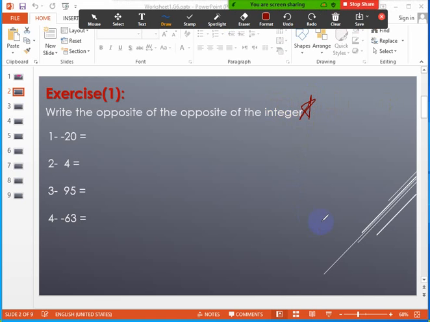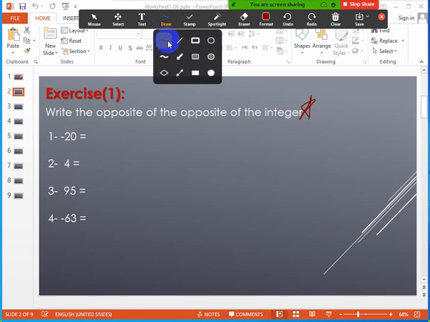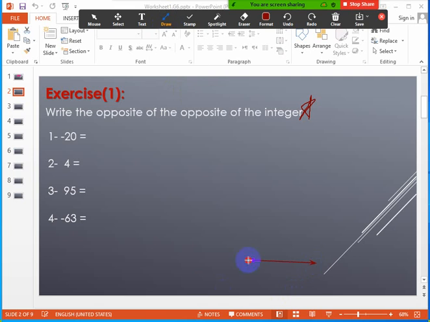Equals the same number. According to the number line, when we locate any number on the number line like this, if I have a number line like this, and this is the 0 in the middle, the 0 point, and if I have the number 5, you remember the opposite of the number 5 according to the number line, it's negative 5. The same number but in the negative.